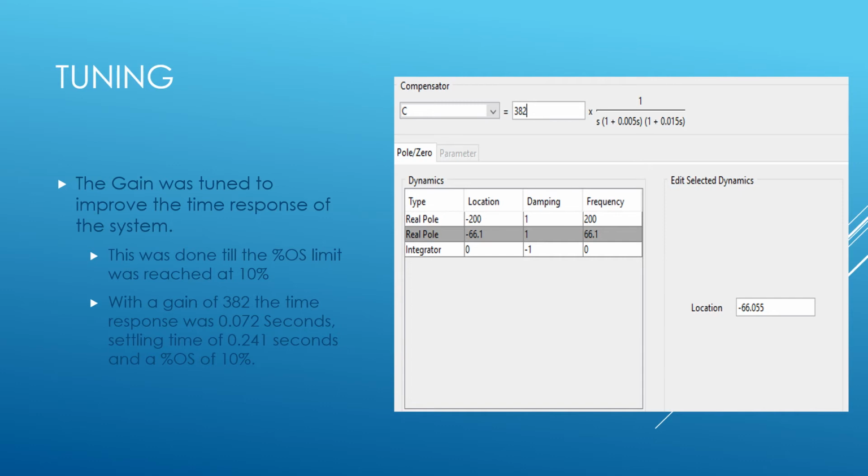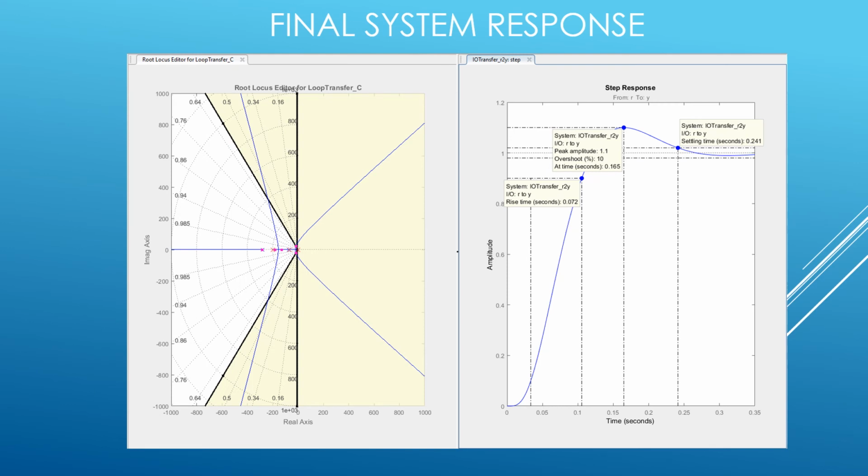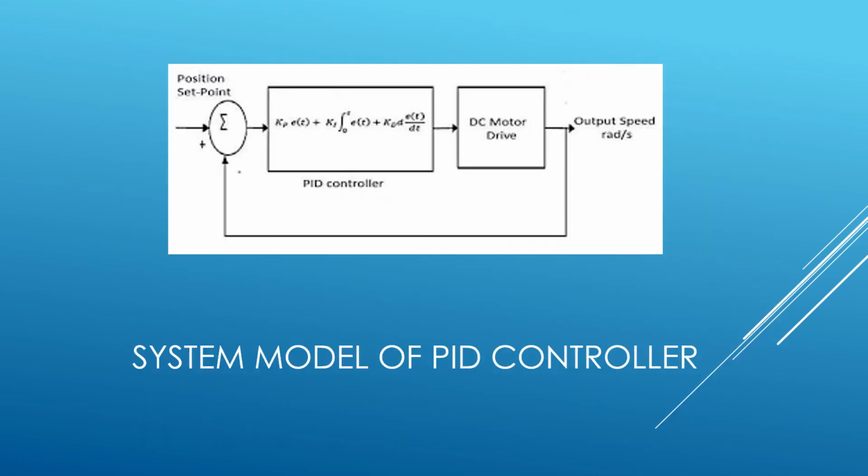The first thing to reach limit was the overshoot percentage, which finally reached 10%, with our gain being at 382. Our settling time maxed out at 0.241 seconds, which is just short of being halfway to our requirements. But with that in mind, we were able to reduce our rise time to 0.072 seconds, thus allowing our system to respond faster. And this is a system model of the PID controller in the system.